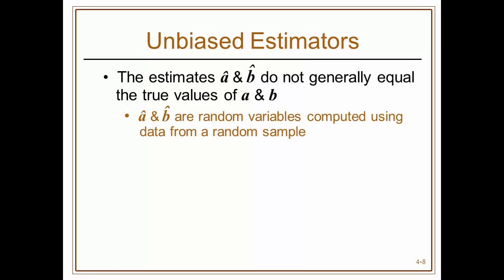So the estimates that we get, this a hat and b hat, the estimated coefficients, usually aren't going to be exactly equal to the true fundamental underlying relationship between the x and the y variable. The estimated parameters that we get aren't going to be exactly equal to the true values of those parameters, because we're using data that we've obtained from someplace else to estimate the values of these things.